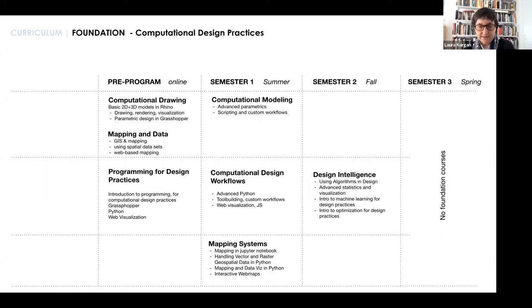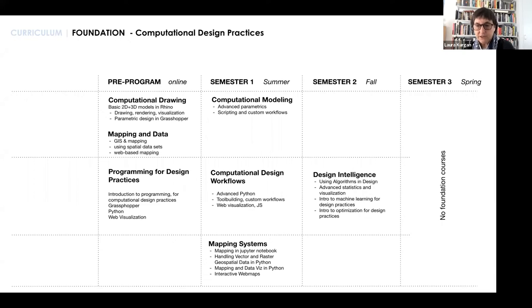Then the third class, which is actually going to be different this year, is called mapping systems. And over here, we're really going to focus on interactive web maps. You'll do mapping with Jupyter Notebook, which means that you don't do QGIS, you do Python, you build on what you've done in the smorgasbord, and all kinds of ways of handling spatial data through Python.